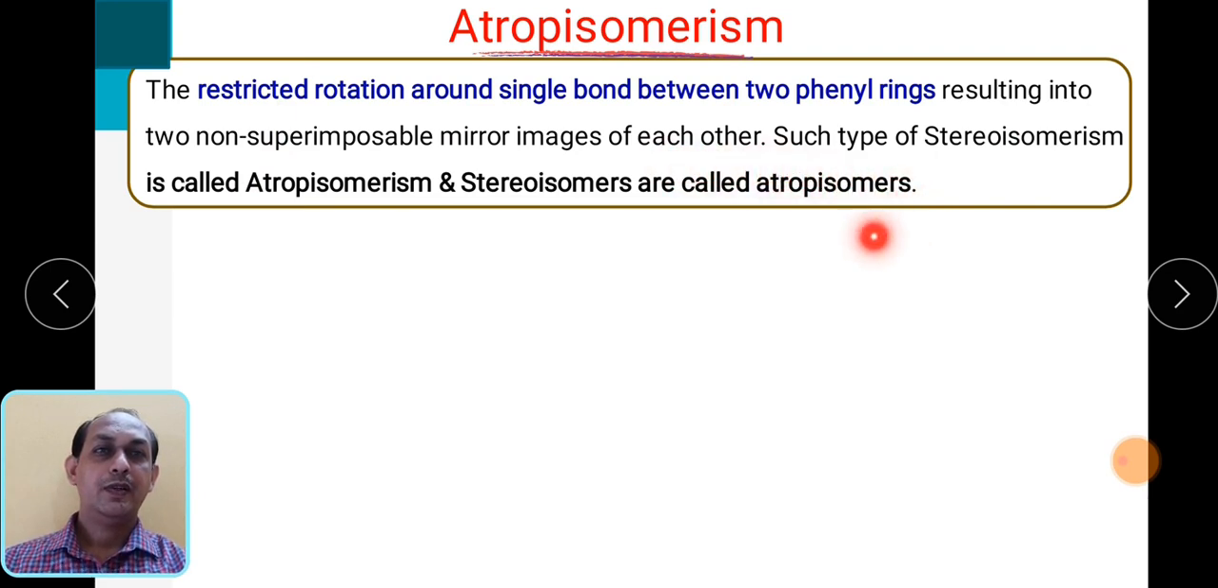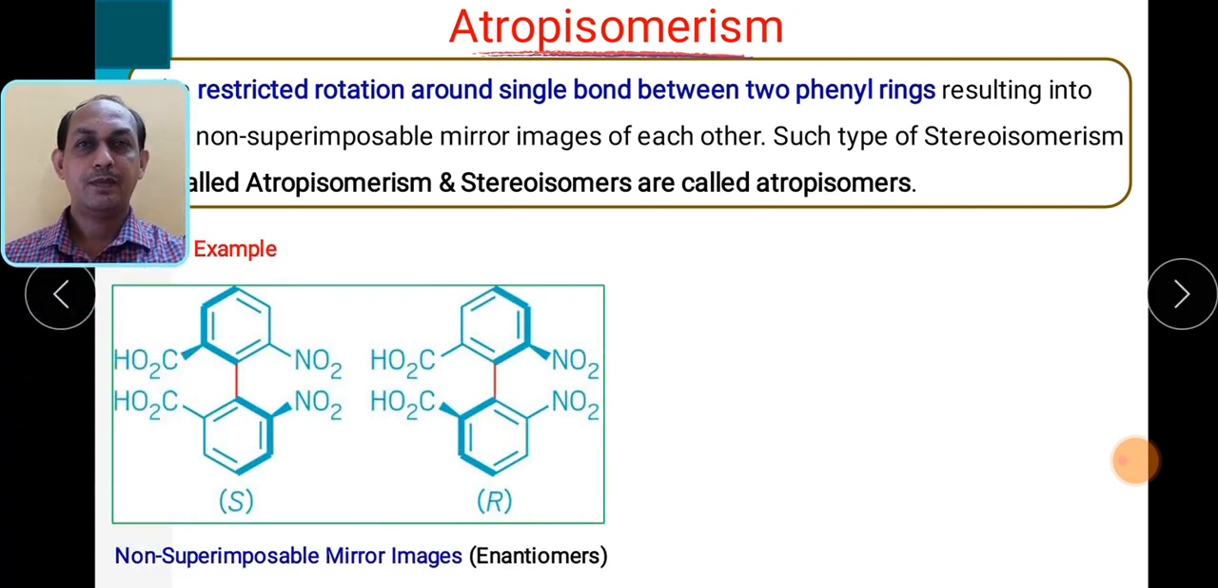This particular isomerism is called atropisomerism. It is a type of stereoisomerism. And whatever stereoisomers are generated, just like in the previous slide where we have seen two staggered structures, they are stereoisomers. So we can say these two structures are atropisomers. Okay. So remember this particular atropisomerism, very important in terms of a short note. Now let us see an example.